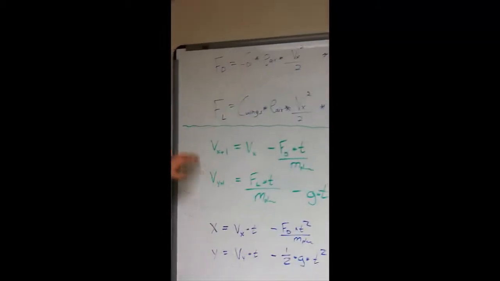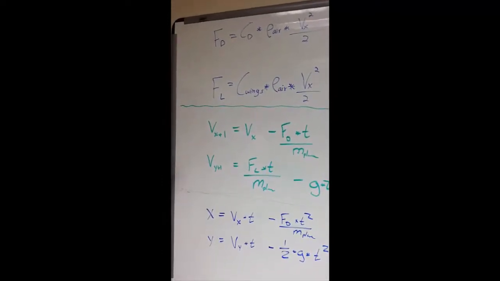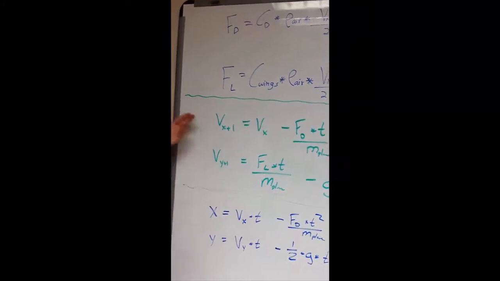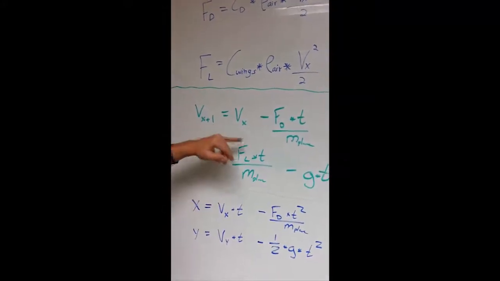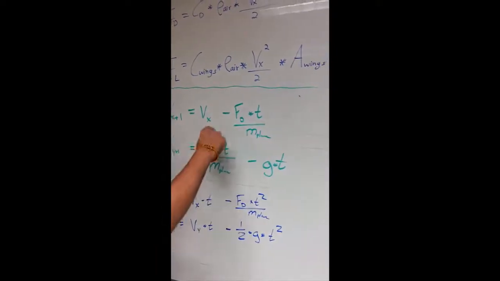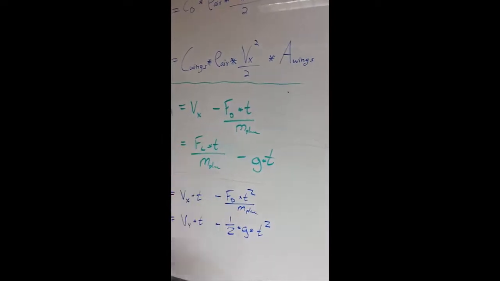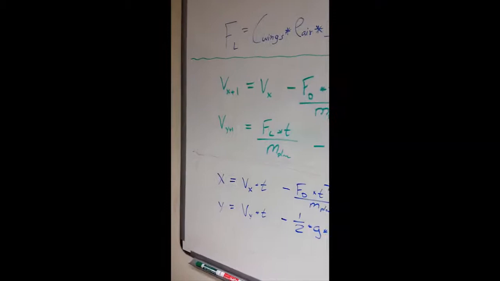Following this, we had to determine the steps for when the velocity changes. So our velocity at the second step is the initial velocity minus our force of drag times time over the mass of the plane. This generates our next velocity term per time step.